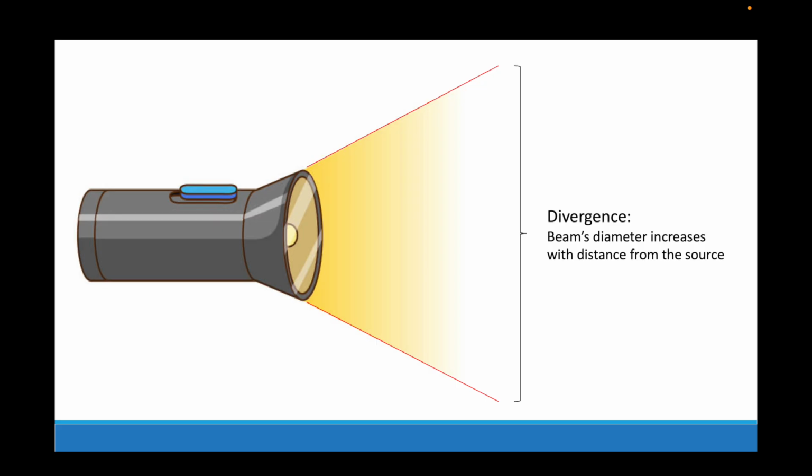So as a beam is going through the body, you have to imagine its divergence and the fact that because of scatter and things like that, it's also going to be treating a wider radius as you continue to go through the body. So that is divergence.